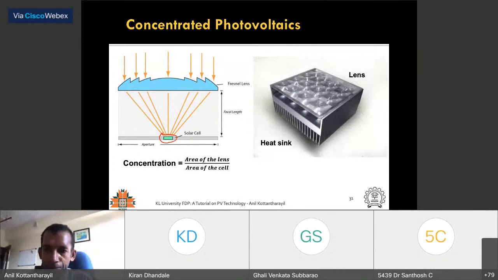For example, this is a typical photograph of a typical concentrated photovoltaic module. So you can see it's fairly complicated compared to what we have seen. Here you have the solar cells, and these are the lenses. Okay, these are the lenses, and then this is a heat sink. So you need to basically keep the temperature within certain limits. So you need a fairly expensive heat sink to make this a viable technology.